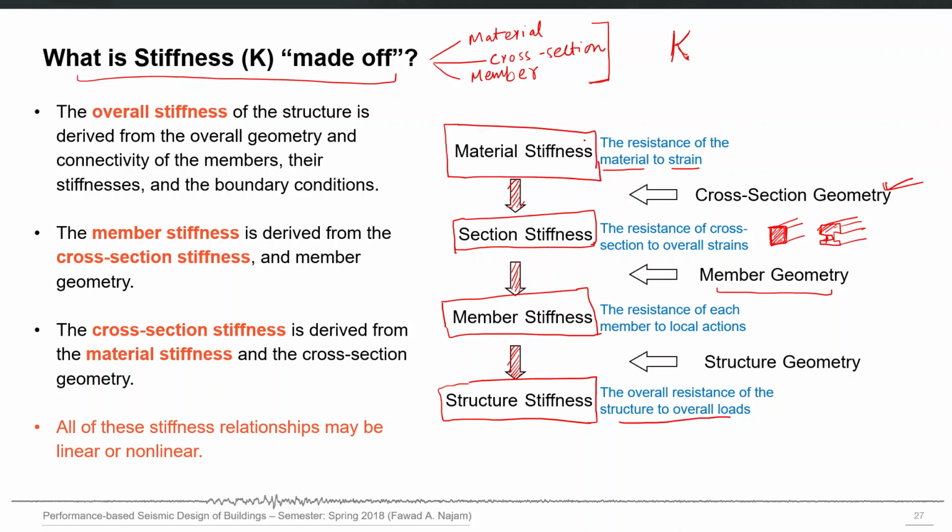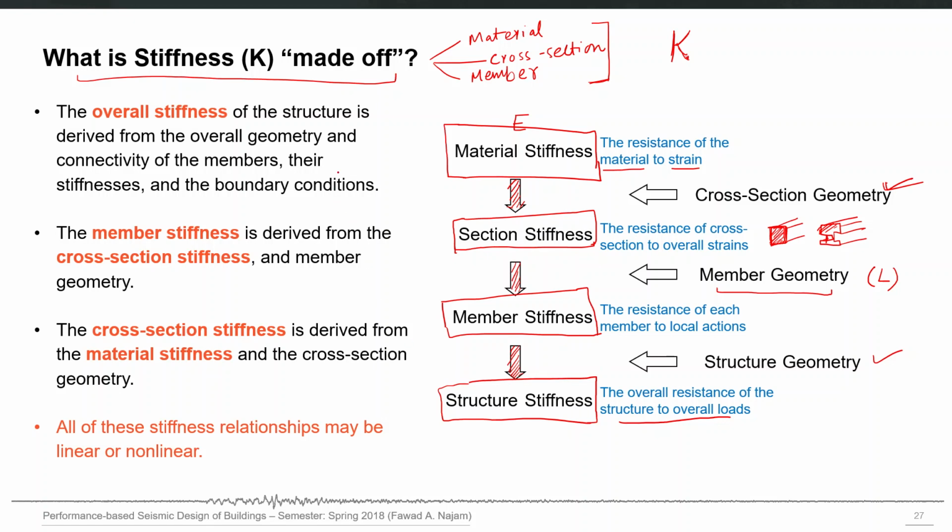So this is the overall composition of this total K matrix. It starts with the material stiffness, for example E, the elastic modulus of the material. It adds with the cross-section geometry and makes what we call the section stiffness, and then that section stiffness adds with the member geometry, for example the length of the member and the overall configuration of different connectivity among elements, and then we get the member stiffness. Those members, combined with the overall configuration of the structure or the structure geometry, make the structure stiffness.